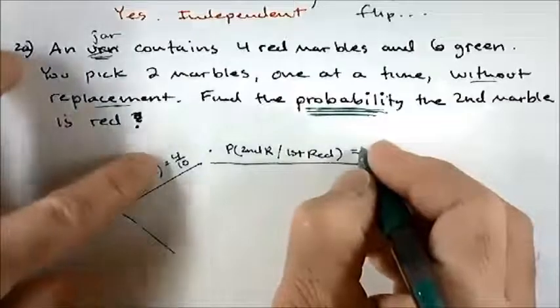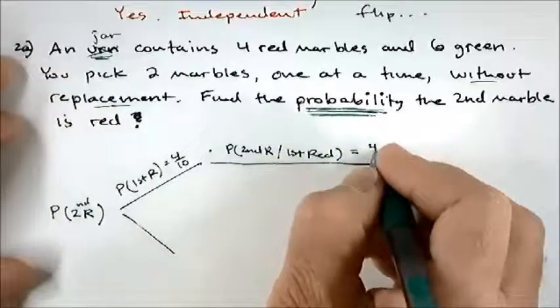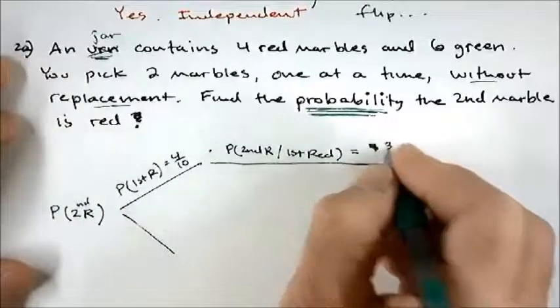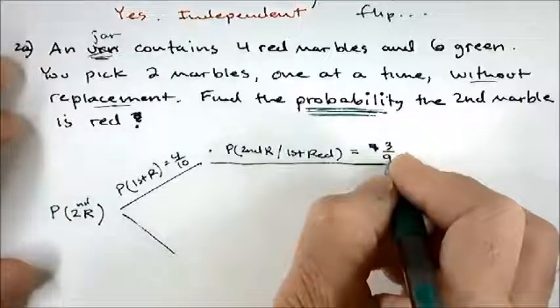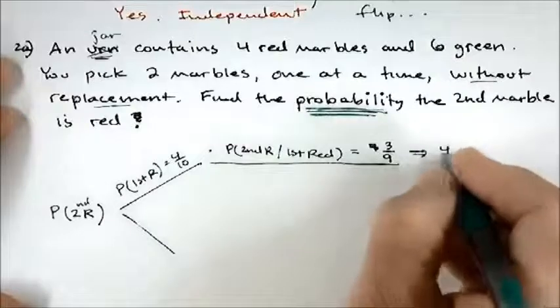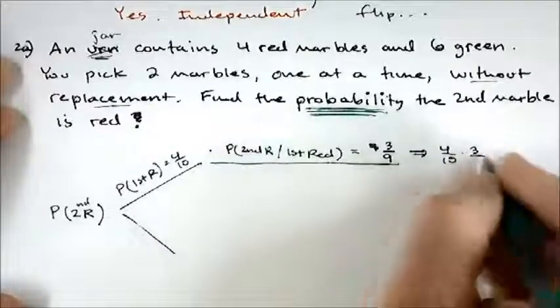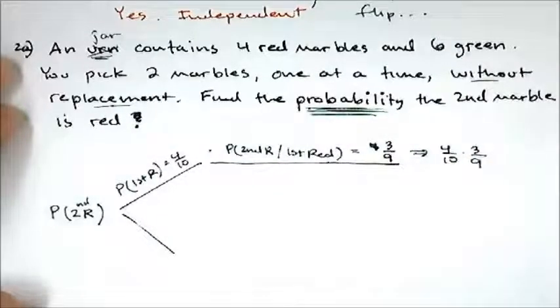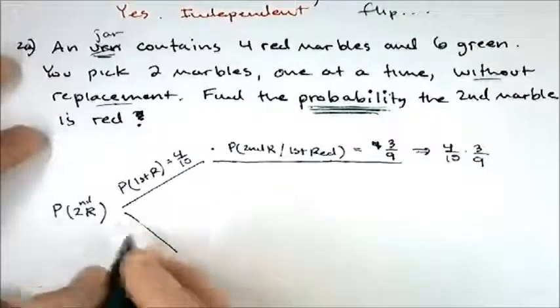Since I selected a red marble on my first draw, whoops, then that numerator should be 3. And there would only be 9 marbles left in the jar because we're not replacing them. So this is going to come out to be 4/10 times 3/9.